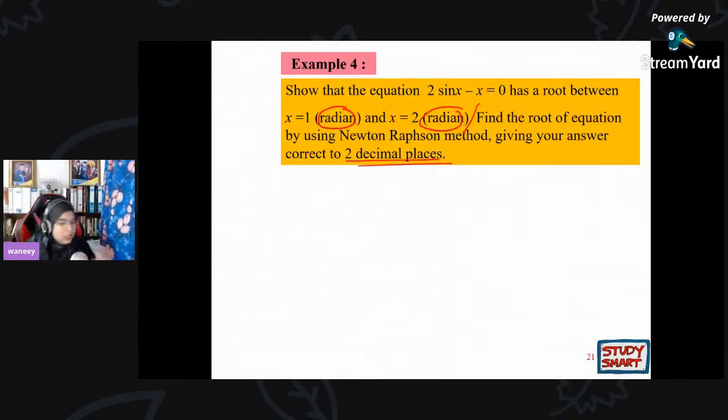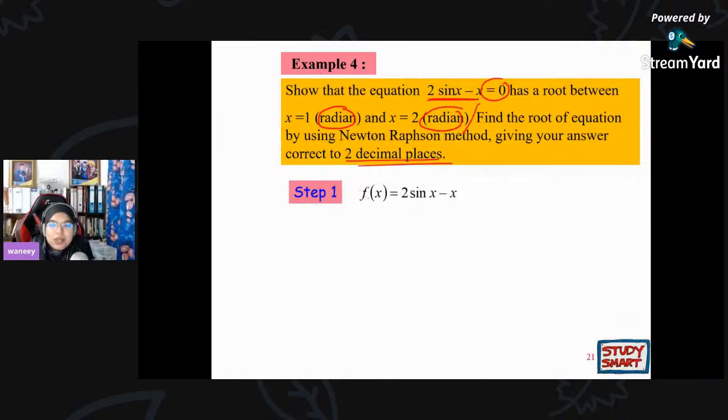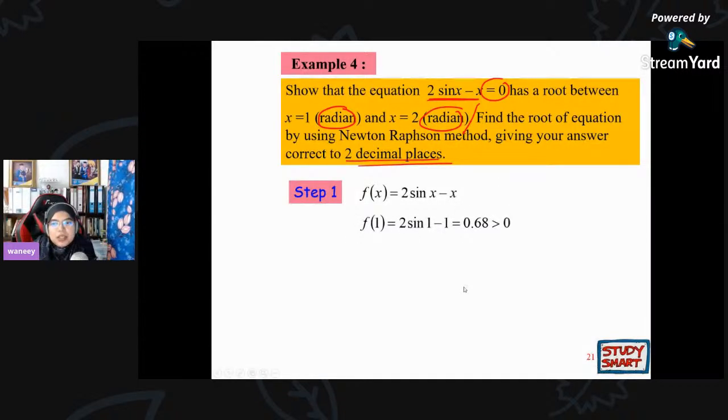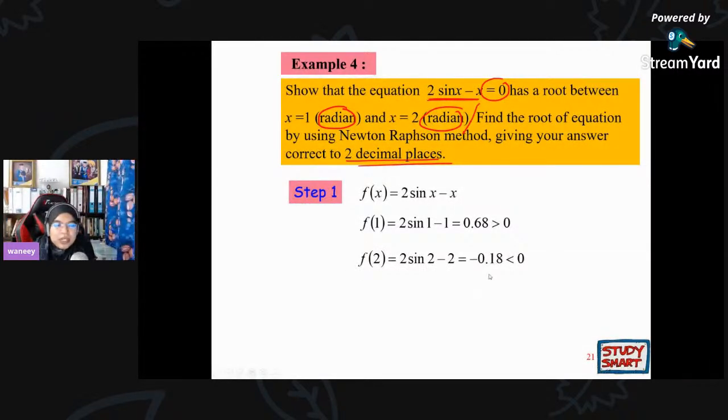Okay, so now let us do the first part. What is your f(x)? So on the right hand side of my equation is already equal to 0. So that means everything on the left is always our f(x). So f(x) is 2 sin x minus x. Substitute with x equal to 1. Again, do remember to use the radian as your mode. So we have 2 sin 1 minus 1 equal to 0.68. f(2) is 2 sin 2 minus 2, which is negative 0.18.